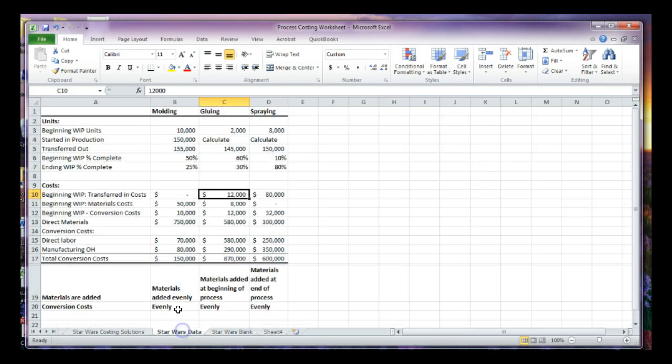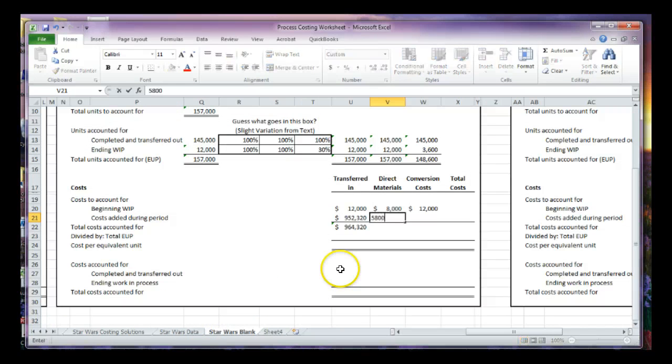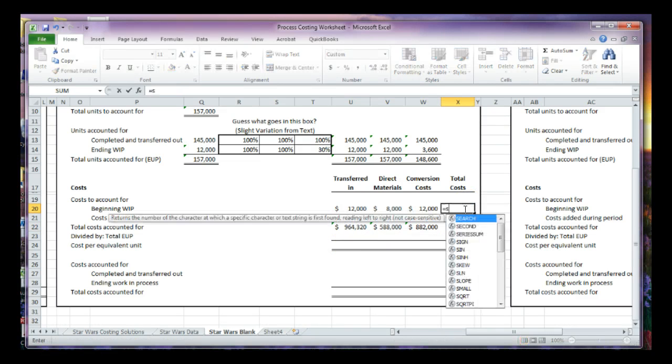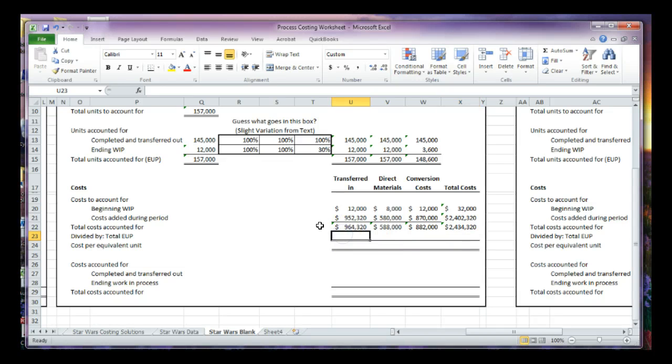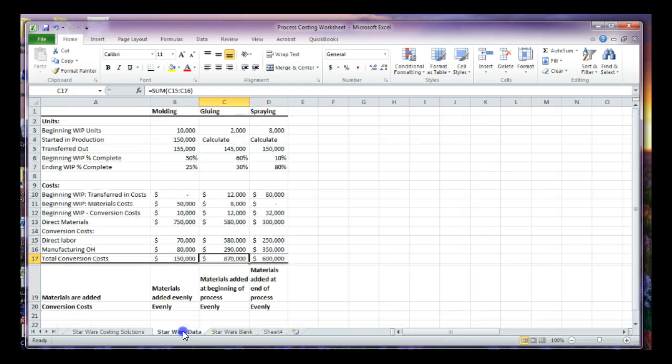Now we want to take our costs added during the period. That's 580 and 870. We can drag this to sum it, and we can sum this. Now you'll notice that these costs should be higher than the last process, because it includes the cost in the last process. I'm going to just double check this. 580, 870. Or this 870 is just these two numbers added. Good to go.